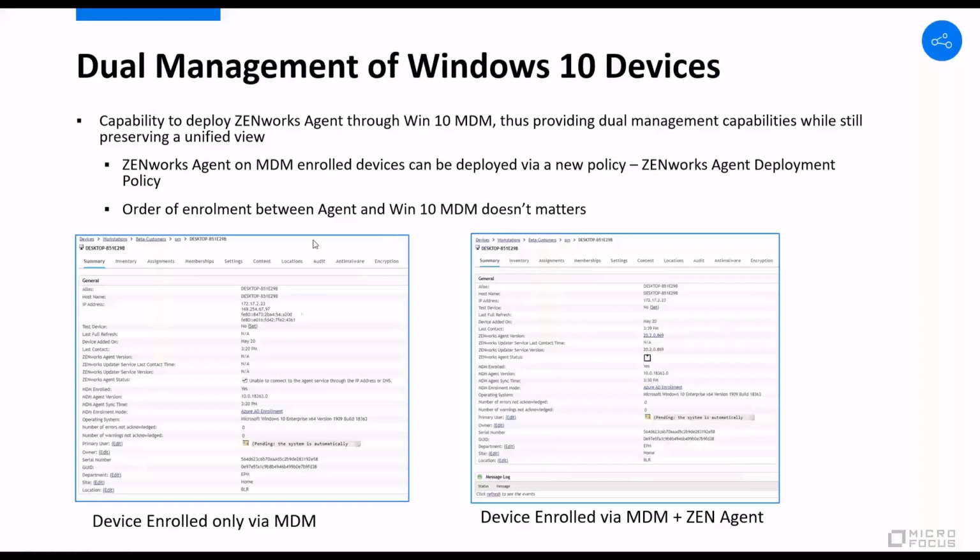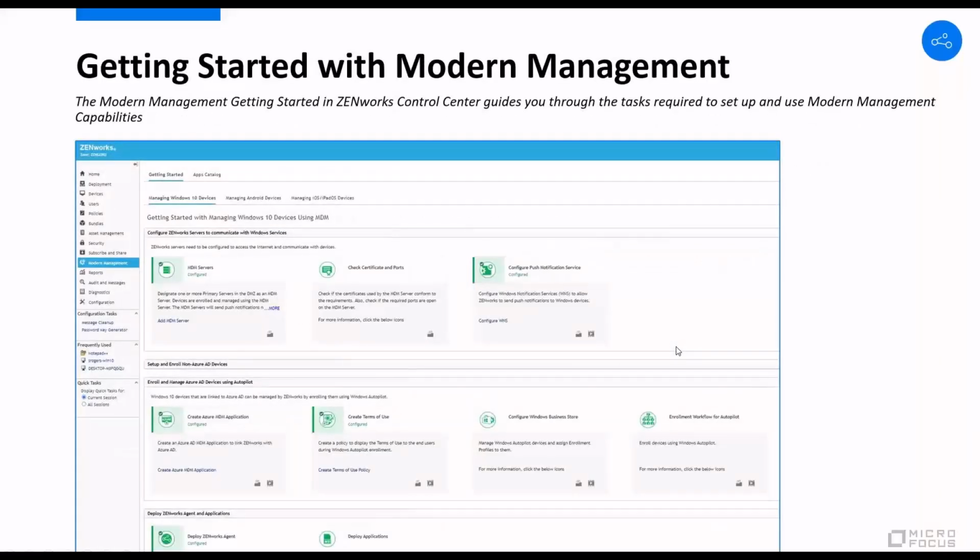And if you see in this particular snapshot, there's a side-by-side view here. If you see, the ZENworks agent version comes as NA, and when it is enrolled via both, you can actually go ahead and see that there's a ZENworks agent which is installed on the device.